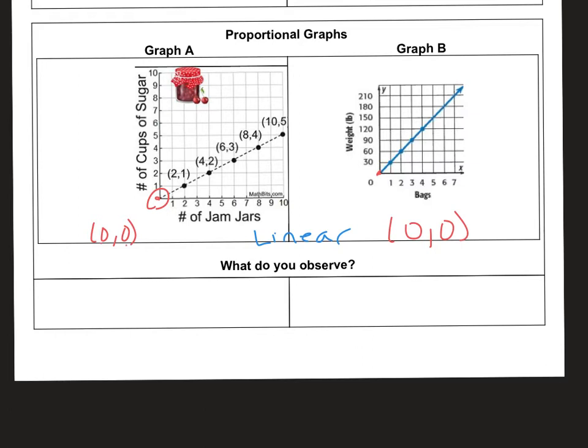0 jam jars need 0 cups of sugar. So therefore, each graph, what do I observe? That each graph starts at the origin.